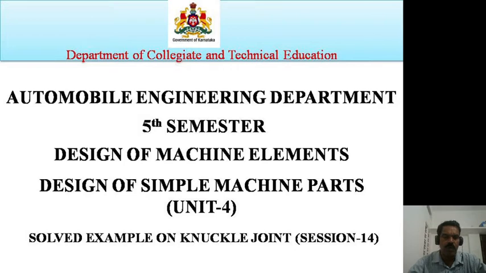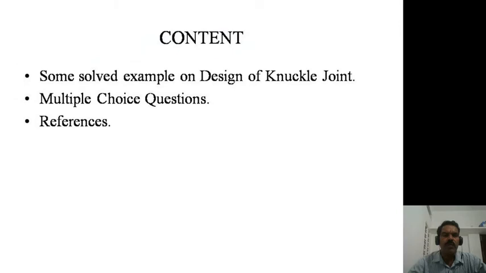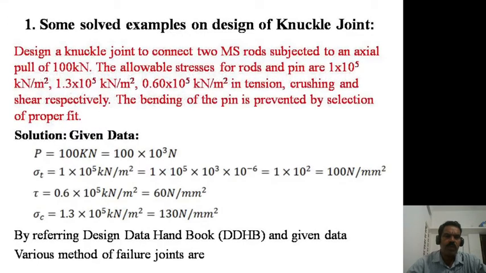What is the actual problem and what are the given data? We have to take the data clearly. These are the contents of the topic: first, solved examples on design of knuckle joint, and MCQs, that is multiple choice questions, and references. I have already solved one problem.